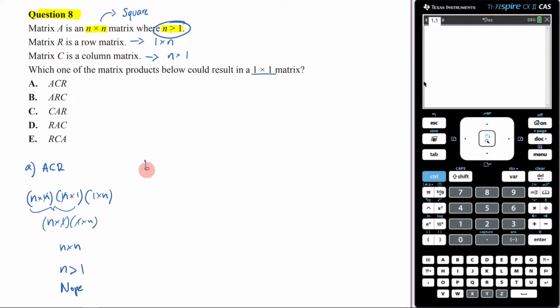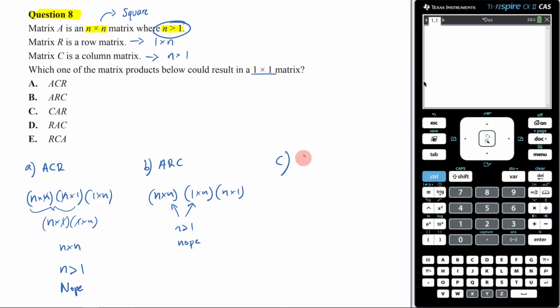All right, that means we go to B now. B is ARC. So A is n by n. R is my 1 by n. And C is my n by 1. Immediately, do you see here, I've got n here, I've got 1 there. And you might think the only way I can multiply these things together is if n is equal to 1. But n is greater than 1. So nope, this whole thing can't be multiplied because you can't get past that first step. Remember that the number of columns has to be equal to the number of rows to do the multiplication. So that's B. We've got to C.